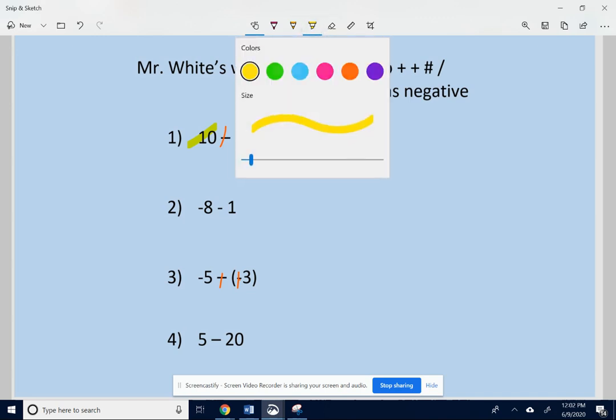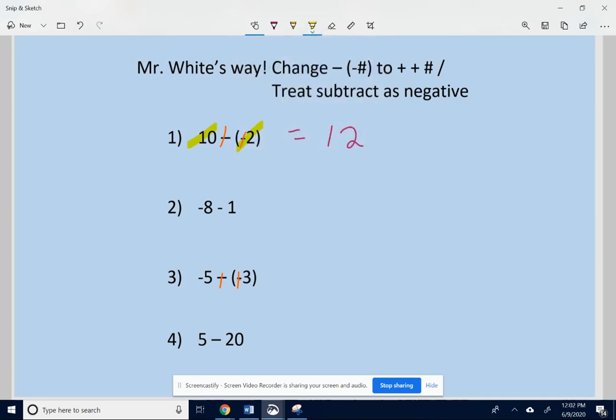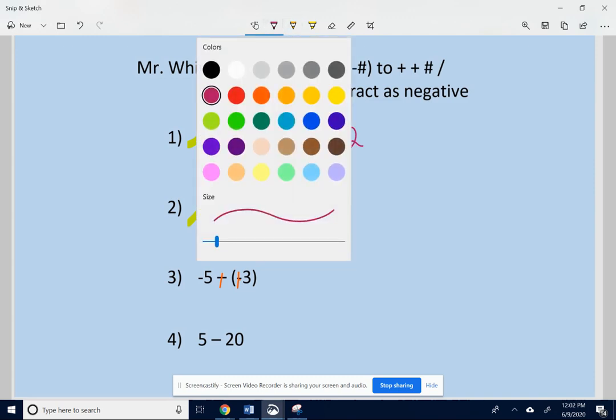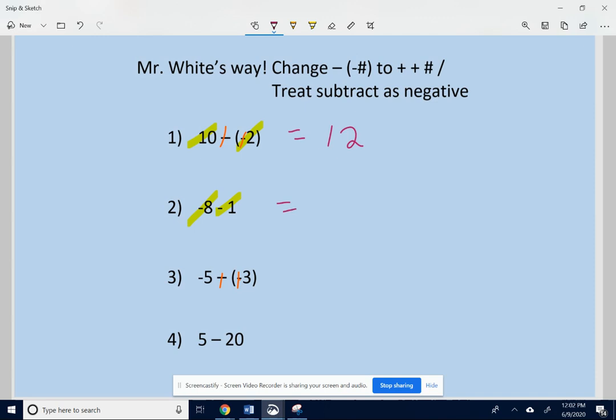Okay, problem 2, I'm just going to look at this as a negative 8 added to a negative 1. Even though I'm not messing with same change opposite, I'm just thinking of that as a negative 8 combined with a negative 1. And I know a negative plus a negative is a bigger negative, so I know that's negative 9.